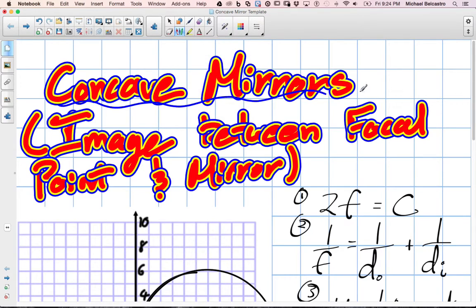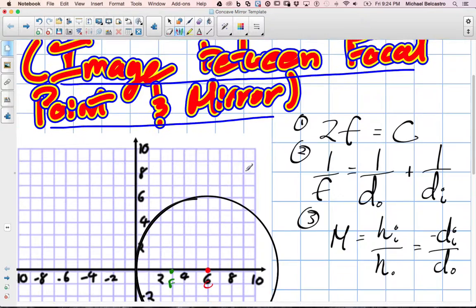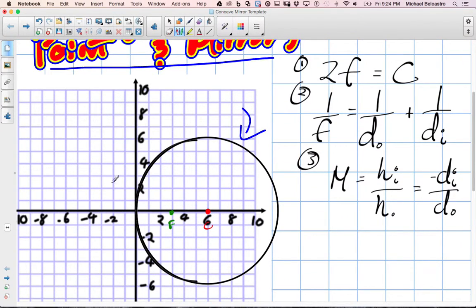Okay, so we're going to look at concave mirrors, and we're going to look at when the image is between the focal point and the mirror. So we have our concave mirror. It's actually a mirror built within a circle, and there would be the center of the circle, the center of the concave mirror, and the focal point is halfway between the mirror and the center, according to our first formula.